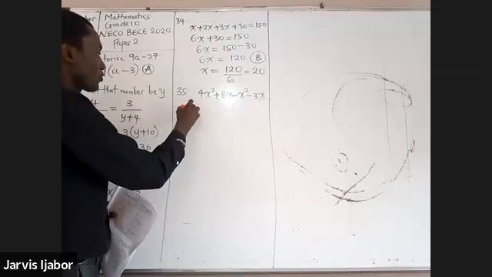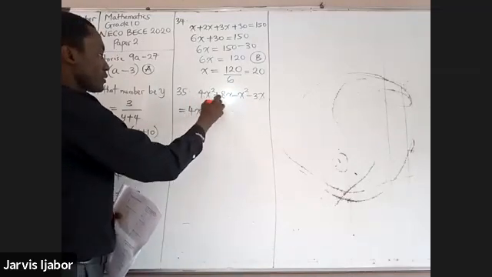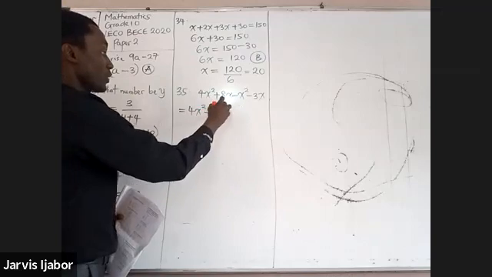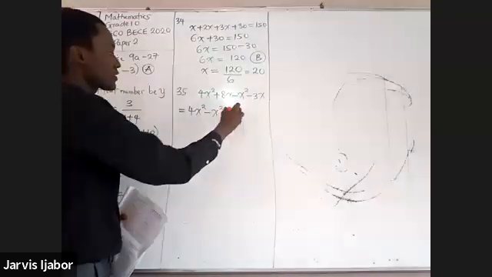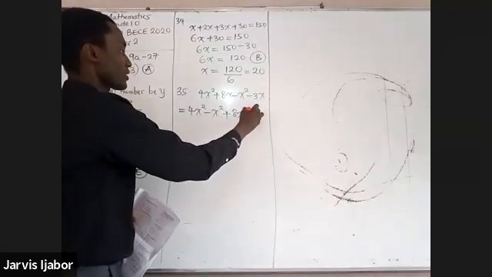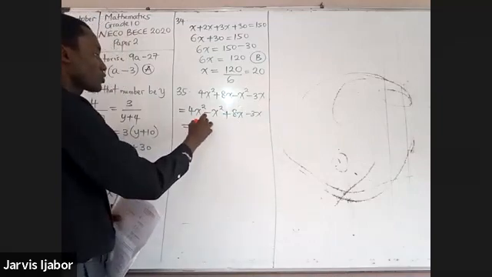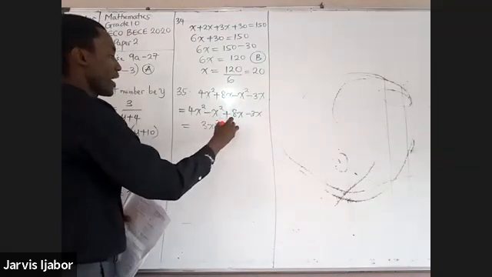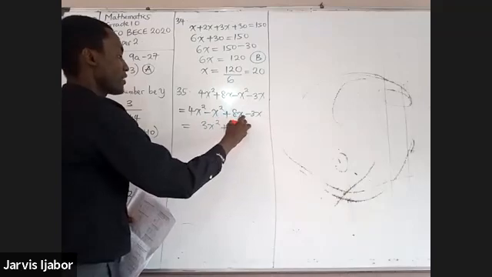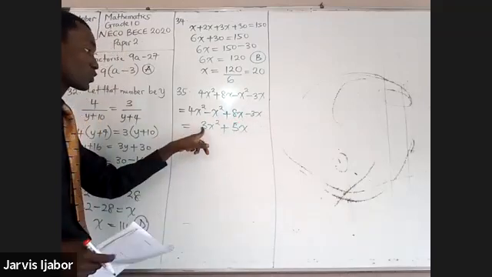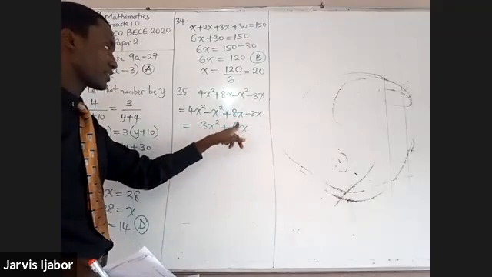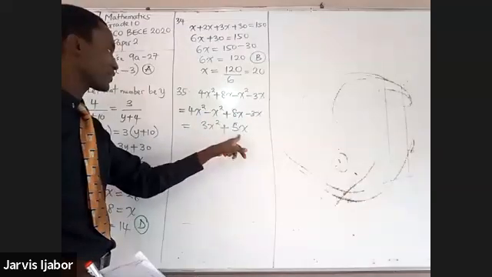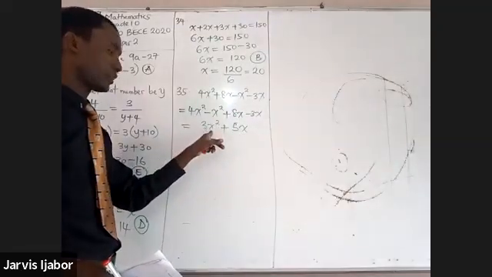So this will be equal to 4x squared minus x squared plus 8x minus 3x. What will this be equal to? 3x squared plus 5x. 8 minus 3 will give me 5. 4 minus 1 will give me 3.